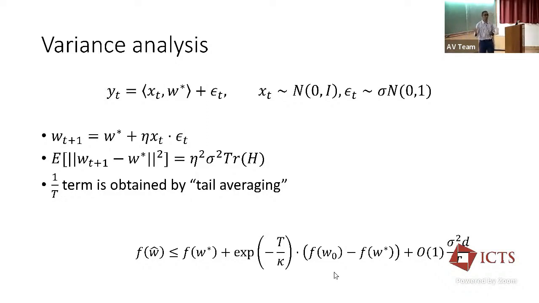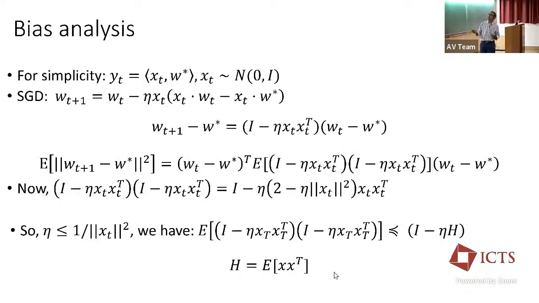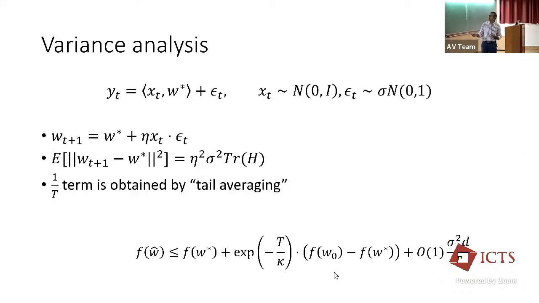So, any questions about the bias and variance analysis here? Yeah, go ahead. The issue is that when you use full averaging, you cannot use this bias analysis that easily because you are averaging all the terms. Because of that, you cannot get this exponential rate that you're getting.